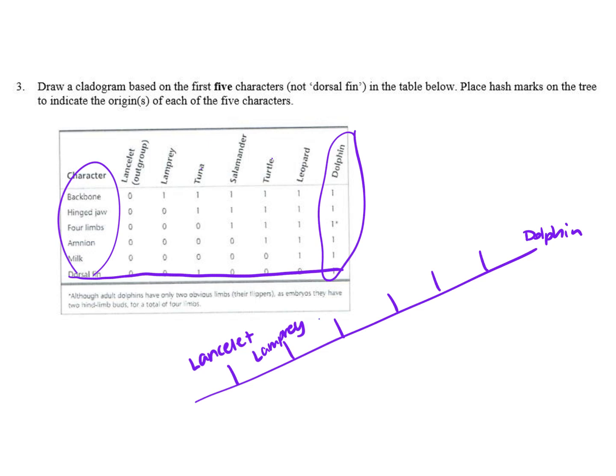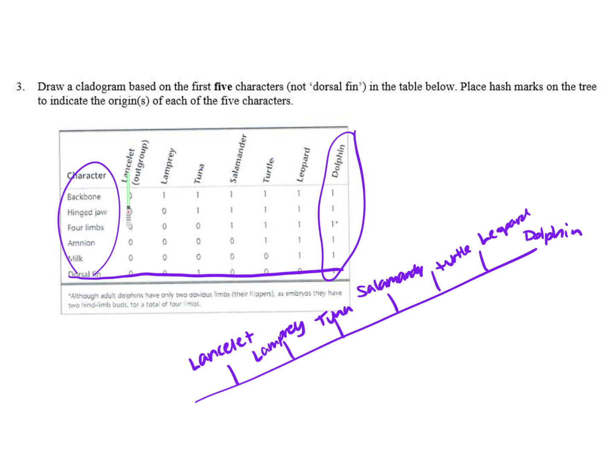And then we have the tuna, the salamander, getting a little close here, the turtle, and the leopard. So again, this is telling me the closer they are on the chart, the closer related they are. The difference here is that for this one, you also need to include what traits are different, what traits separate it.